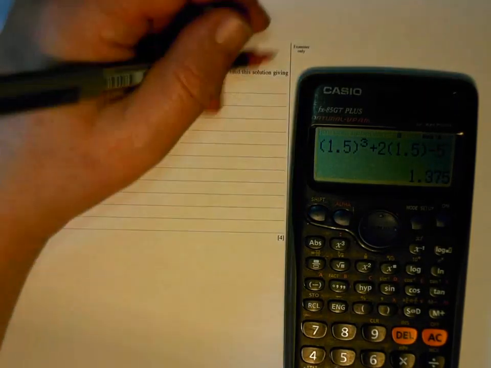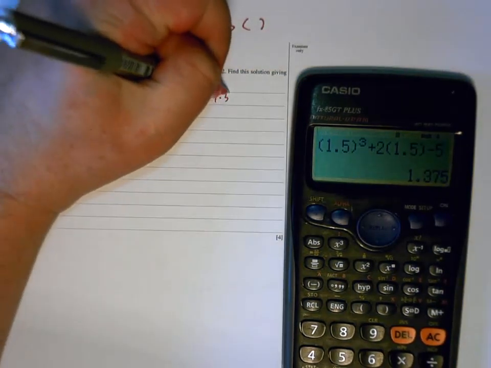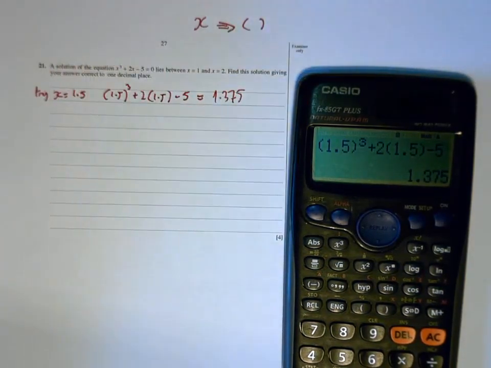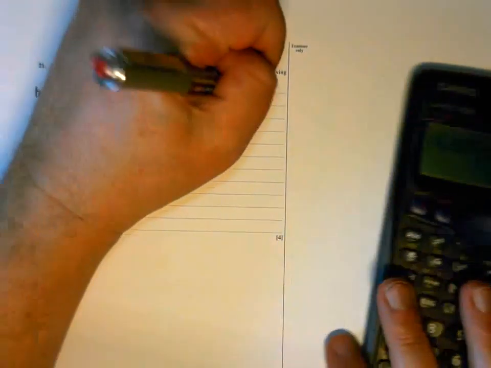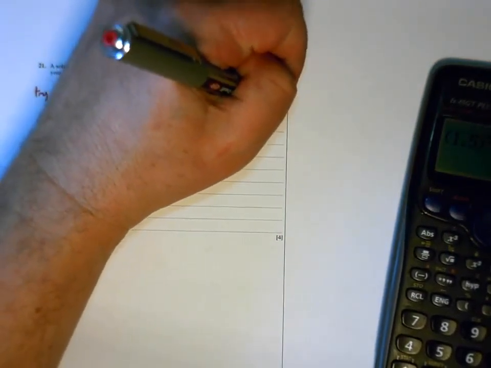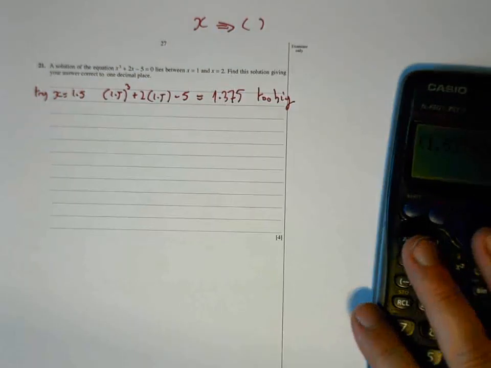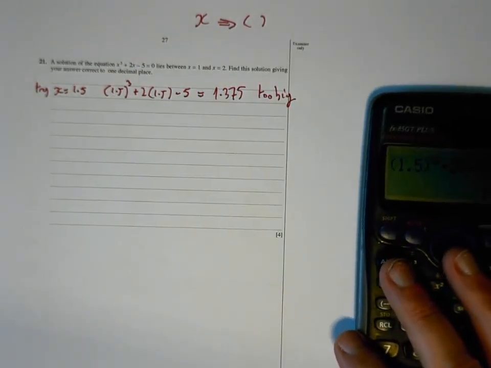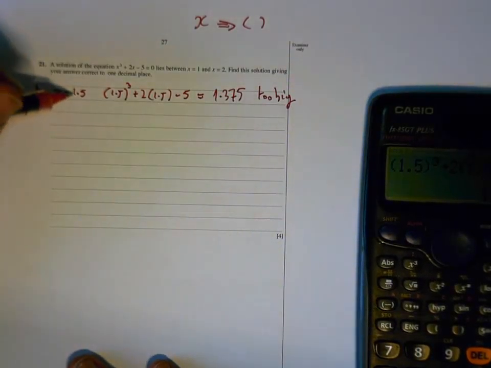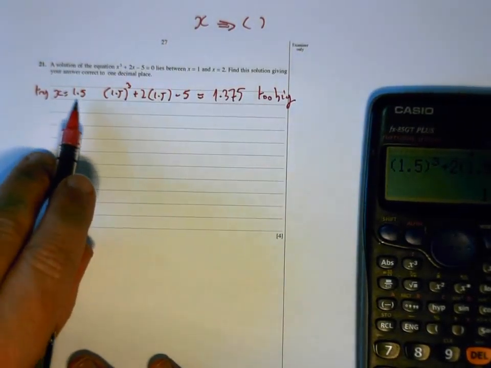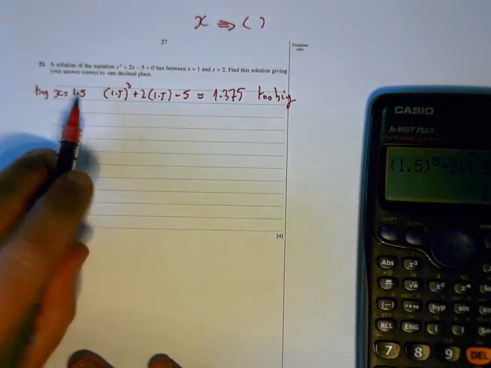So that's an answer of 1.375. I'm looking for an answer of 0, so that's too big. So because that's too big, there's no point me trying x equals 1.7 or 1.6 because they're going to be too big as well. So it's telling me that my answer is somewhere now between 1 and 1.5. So I'm going to try 1.3.